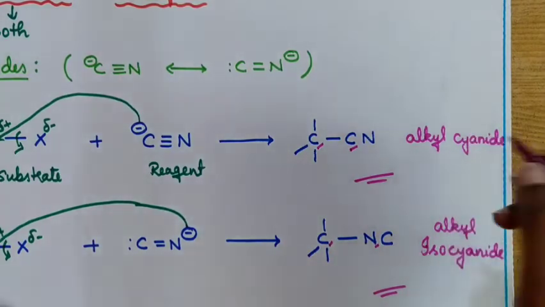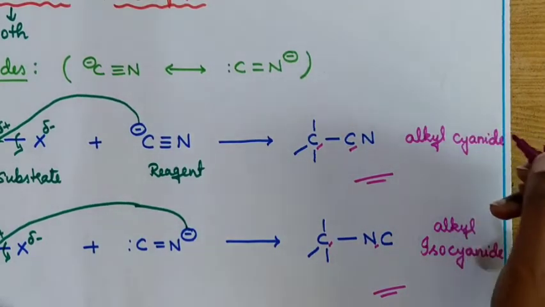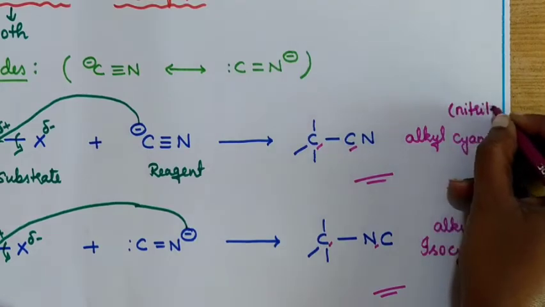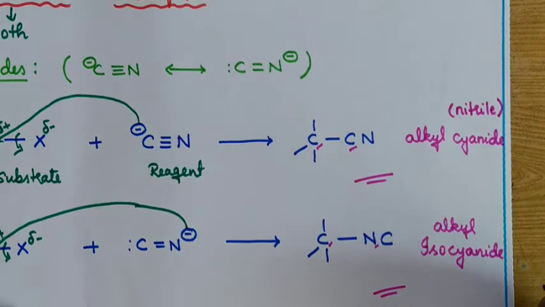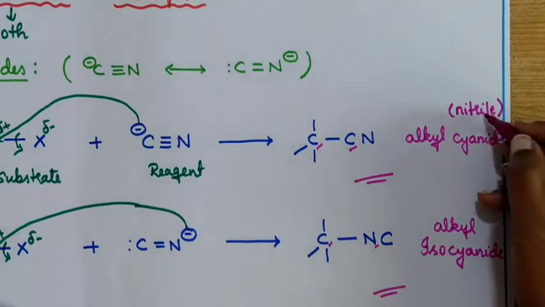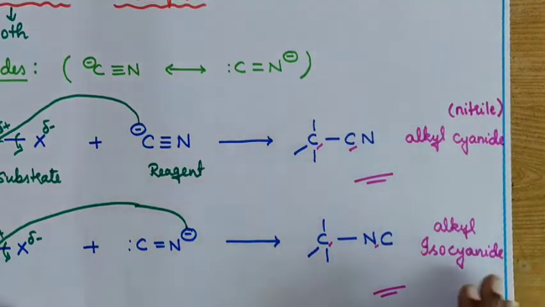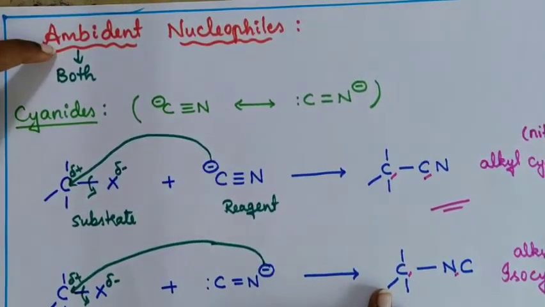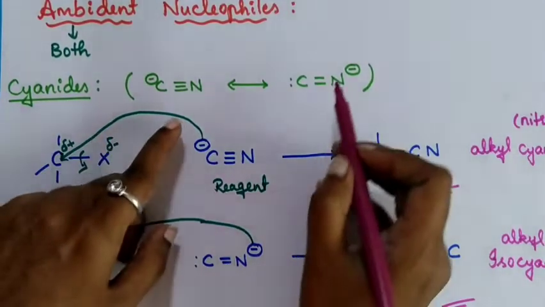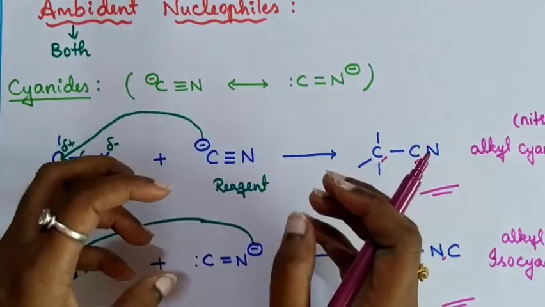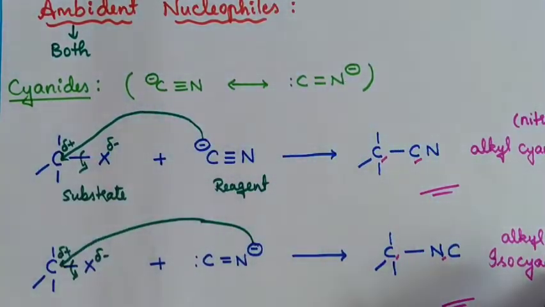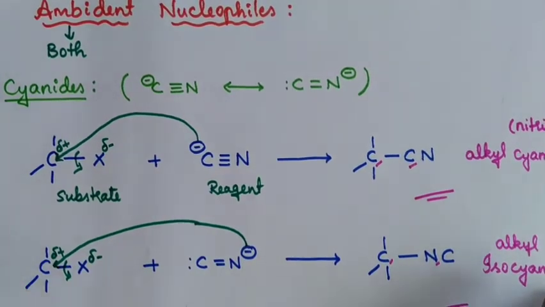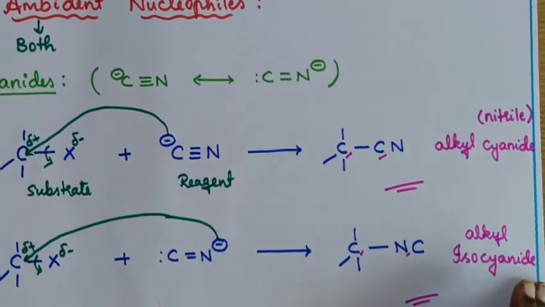This alkyl cyanide can also be called the nitrile group. Okay, these two are the same. Alkyl cyanide and nitrile groups are the same. Understood guys why this cyanide is ambident? Ambident because from both sides of the cyanide group it can attack the alkyl halide, or the substrate. That is why it is acting as an ambident nucleophile. Understood?